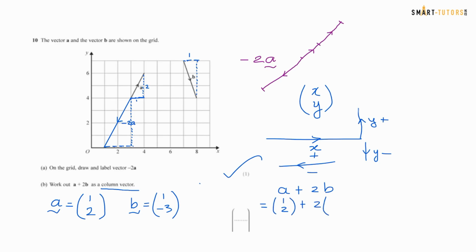Now we need to work out a plus 2b. So show the working. a is (1, 2) plus twice of (1, minus 3), which is equal to (1, 2) plus (2 times 1 is 2, 2 times minus 3 is minus 6). Now you can add the column vectors: 2 plus 1 is 3, and minus 4. So the answer is (3, minus 4), the column vector which represents a plus 2b, and that's our final answer.